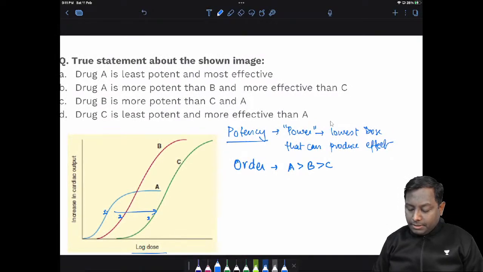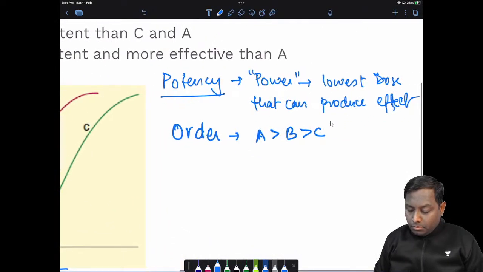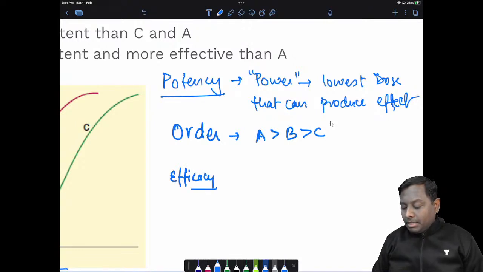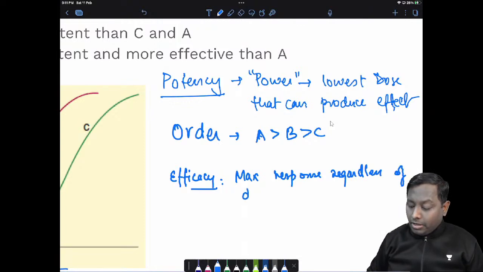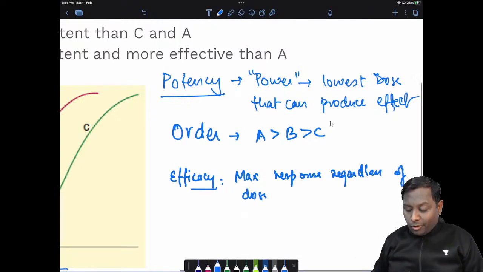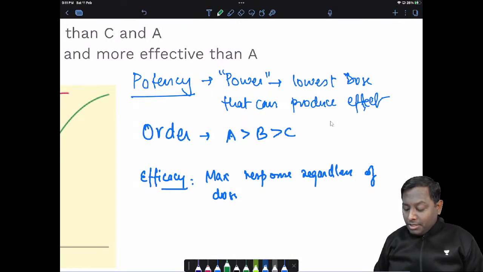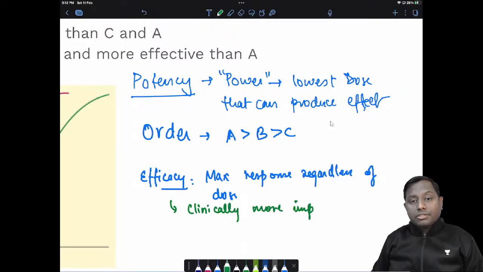Next will be your efficacy. What do I say about efficacy? It is the maximal response regardless of dose. Do you know that this maximal response regardless of dose is exactly what we want during clinical scenarios? So efficacy is the one that is clinically more important. It is efficacy which is clinically more important. I hope it is making sense to all of you.